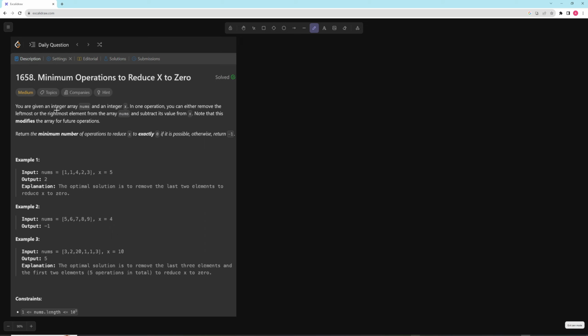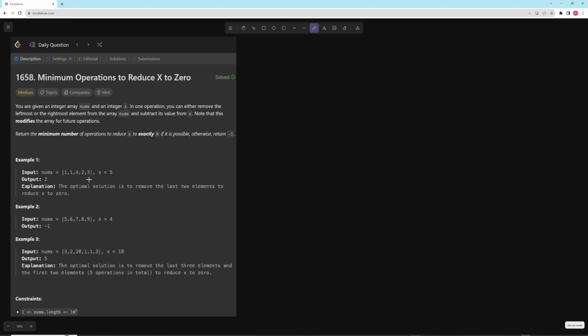You're given an integer array nums and an integer x. In one operation, you can either remove the leftmost or the rightmost element from the array and subtract its value from x. Note this modifies the array for future operations. Return the minimum number of operations to reduce x to exactly 0 if possible, otherwise return -1.